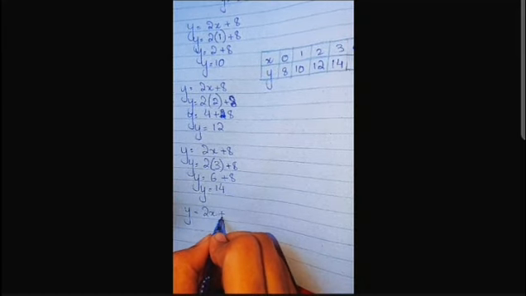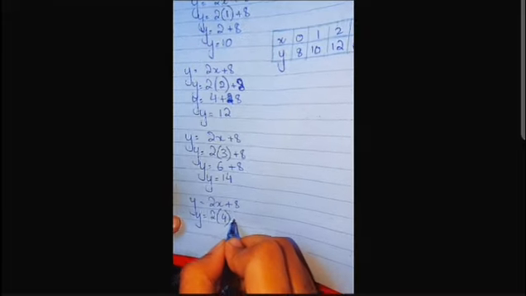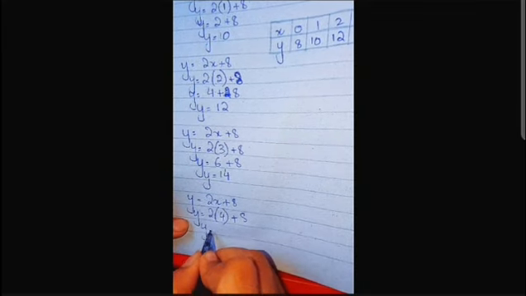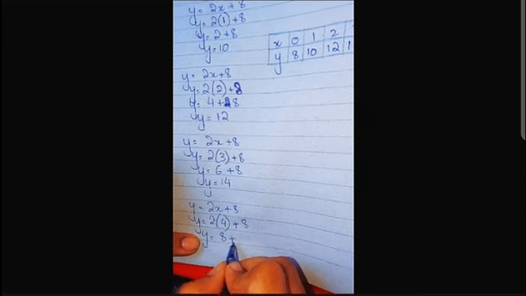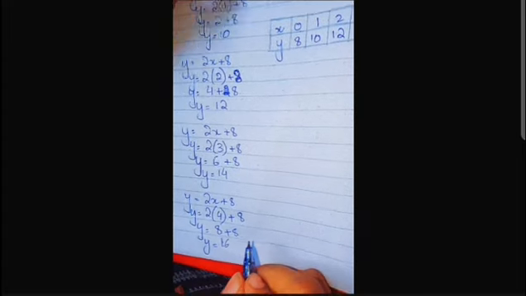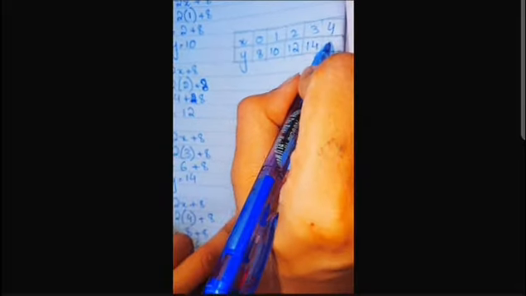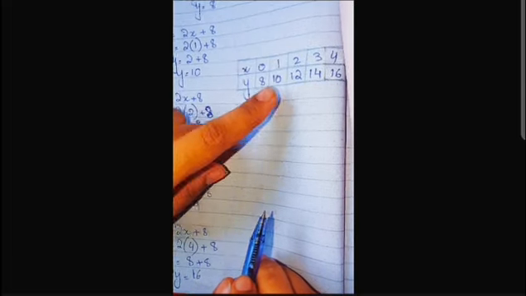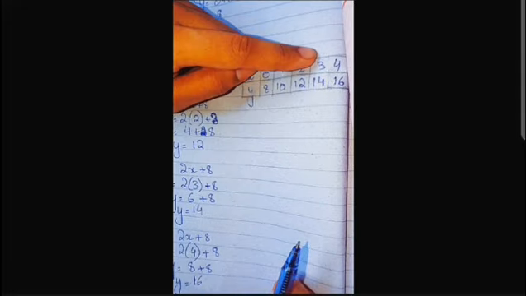We have got 5 values of y. When the value of x is 0, the value of y is 8. When x is 1, y is 10. When x is 2, y is 12. When x is 3, y is 14, and when x is 4, y is 16. We have entered the values from 0 to 4 as given in the question, and we have got the values of y. Now we are going to sketch the graph of the given values.